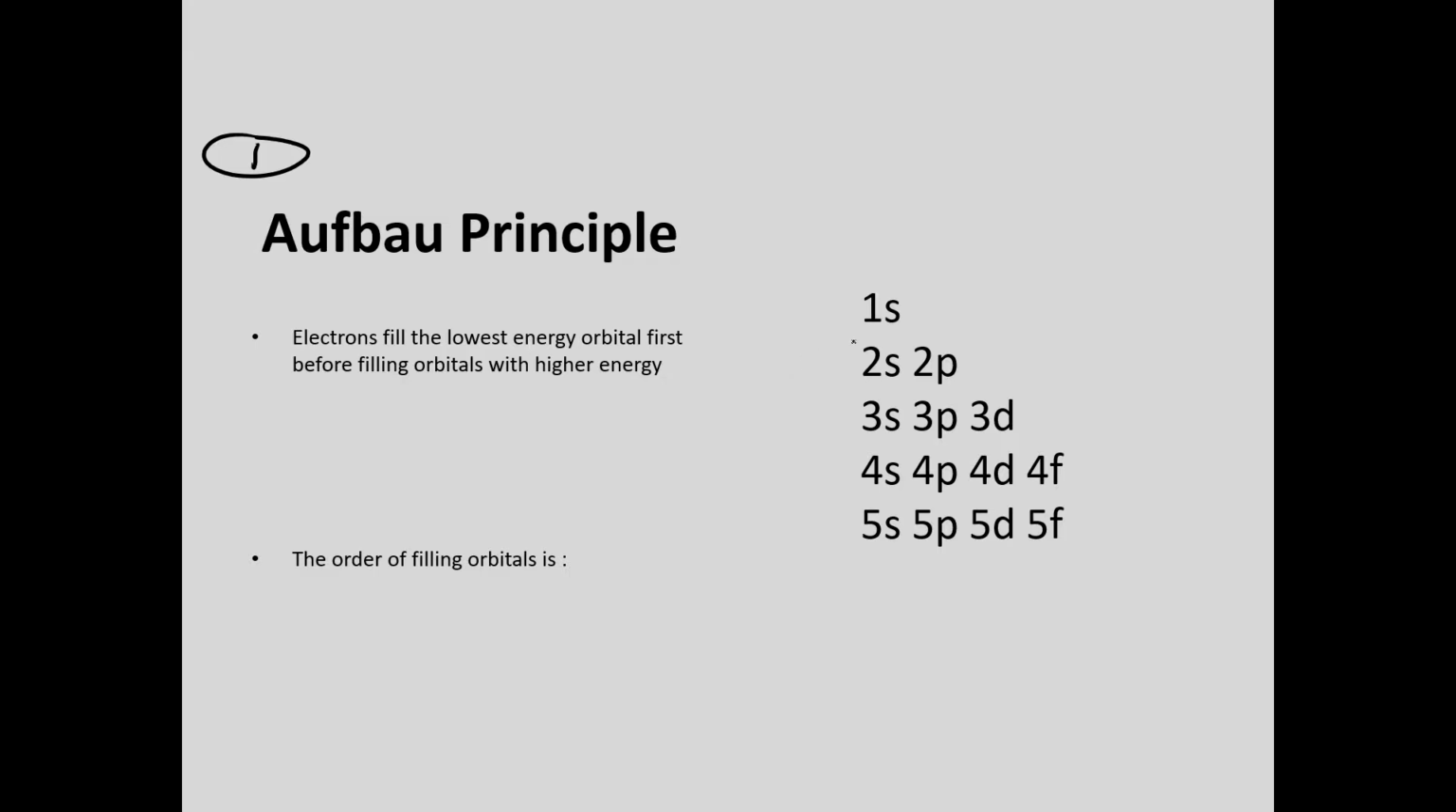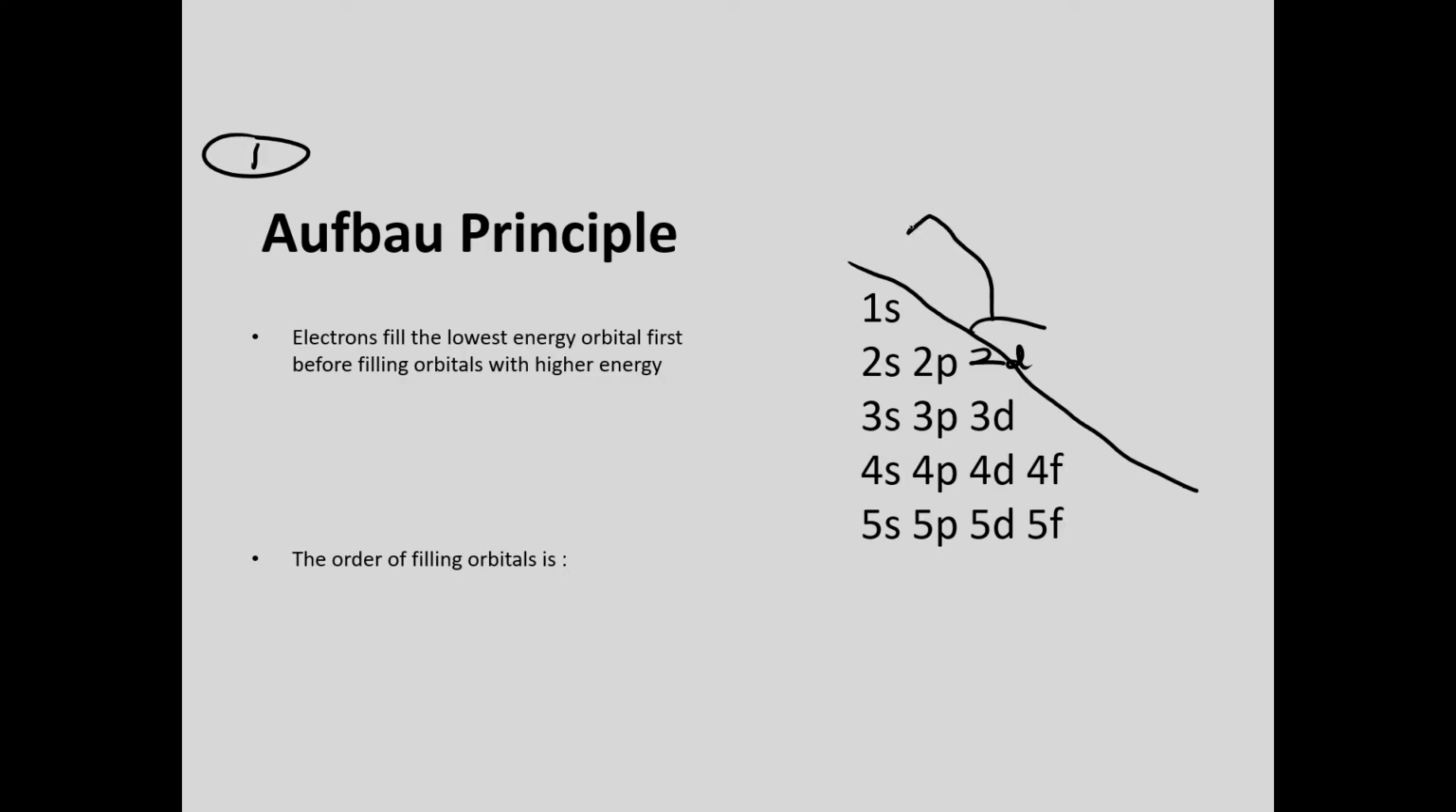Please write this down. We write 1s, and then directly under it we write 2s, 2p, and then 3s, 3p, 3d, and then 4s, and so on. Why did I not write 2d? Can anyone guess why we don't have 2d? Why is it shaped like this? Why is there no 2d?